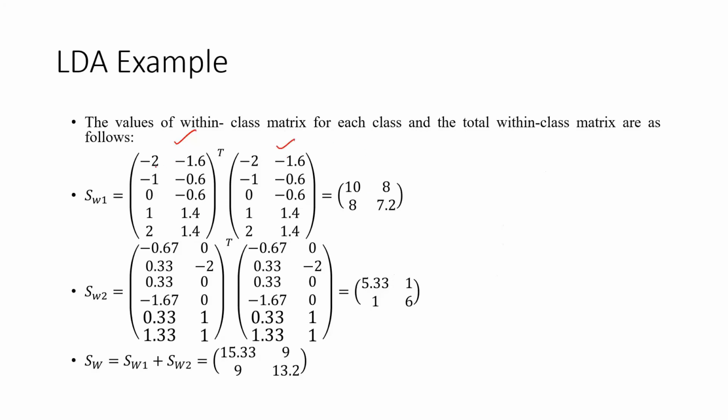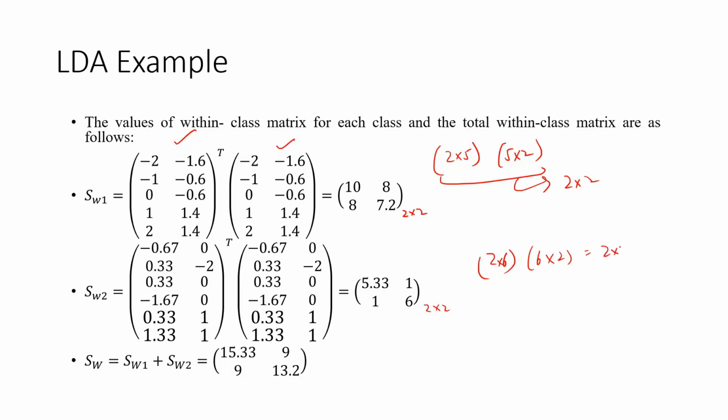How? This has dimension 5 into 2, but the transpose of 5 into 2 will be 2 into 5, and obviously this one is again 5 into 2, so the second part is 5 into 2. The final multiplication will give you dimension of 2 into 2, which is same as this one. Similarly, the second part can be solved by doing the transpose of this 6 into 2, which will be 2 into 6, and the second part is 6 into 2. Again the answer will be 2 into 2, which is in front of you. By doing the summation you will get this SW.